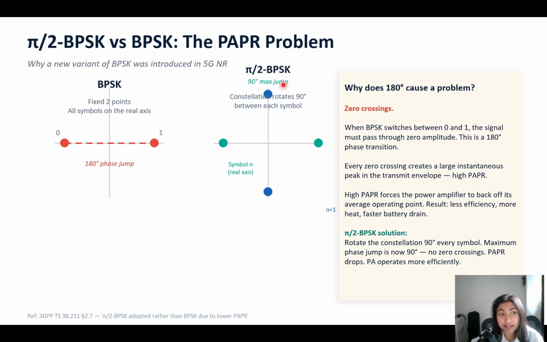Pi by 2 BPSK actually transmits the same number of bits per symbol as BPSK. It transmits only 1 bit. But this is a much more friendly waveform for the UE power amplifier. This is why the spec restricts pi by 2 BPSK for DFT-s-OFDM. So this combination of both techniques gives maximum PAPR reduction for the uplink.